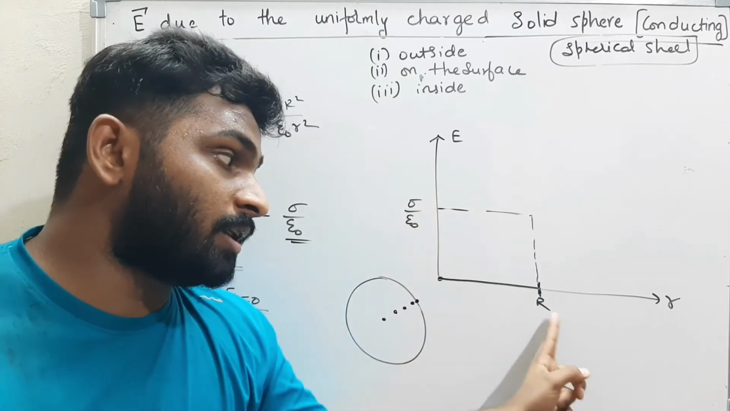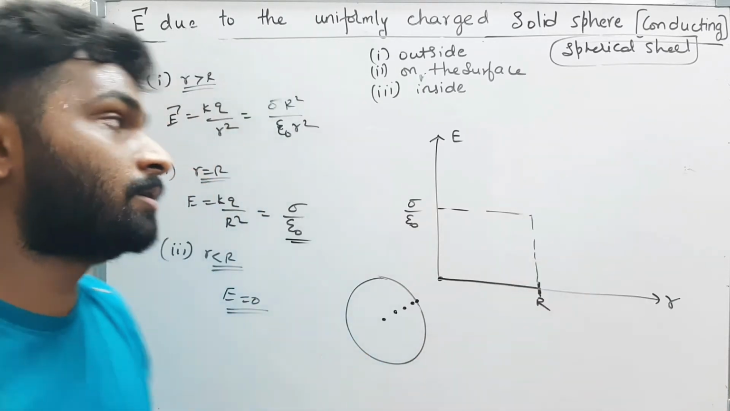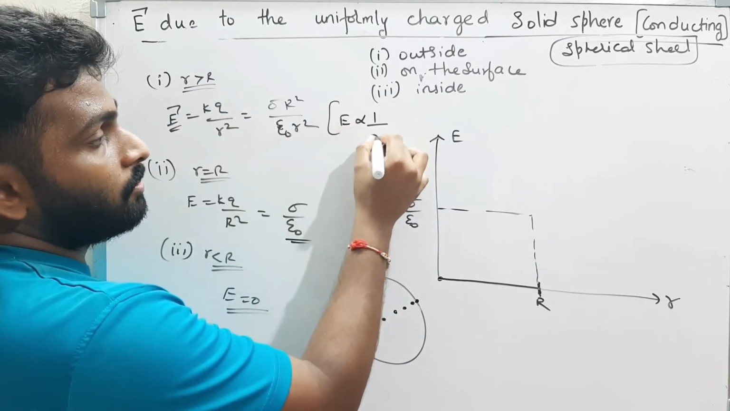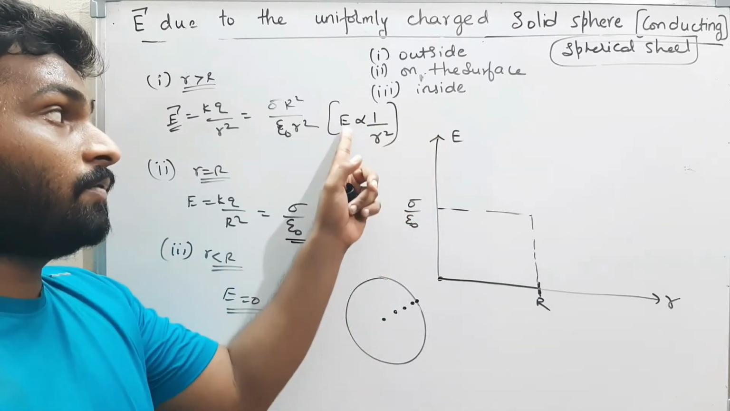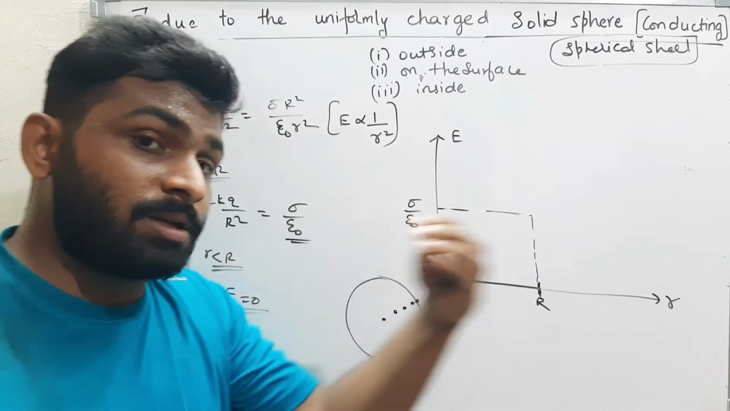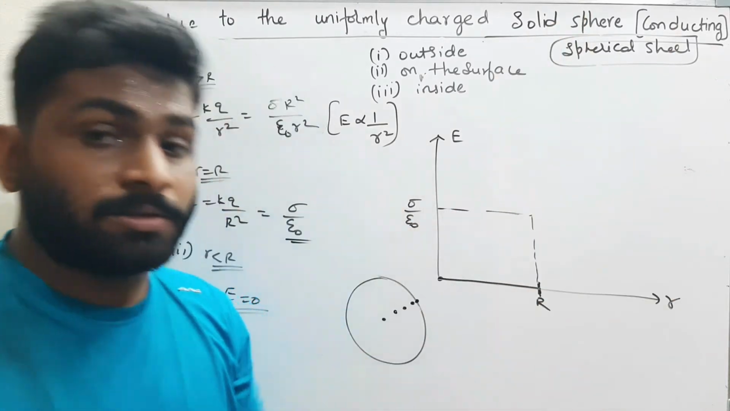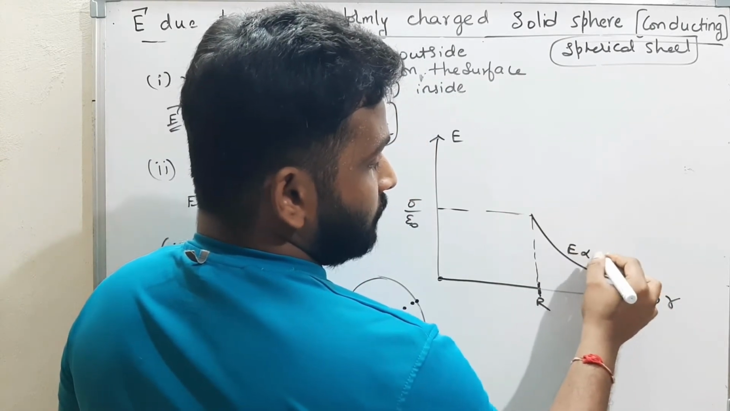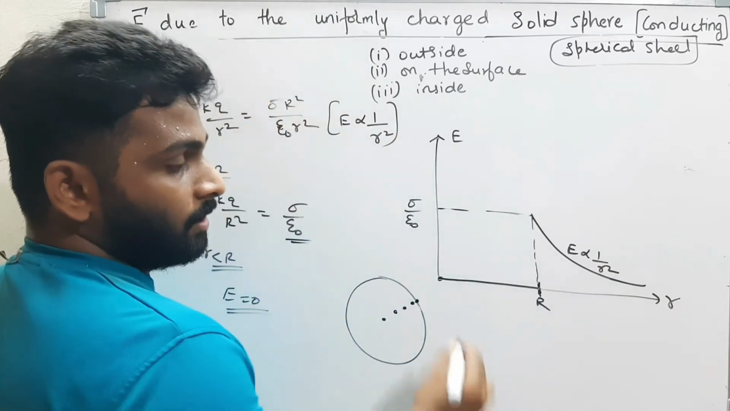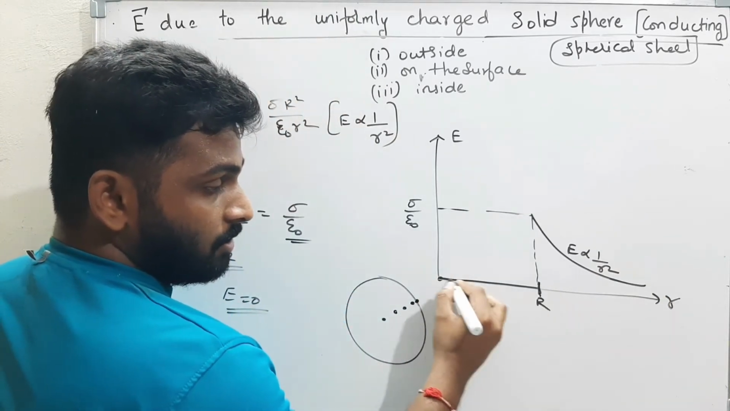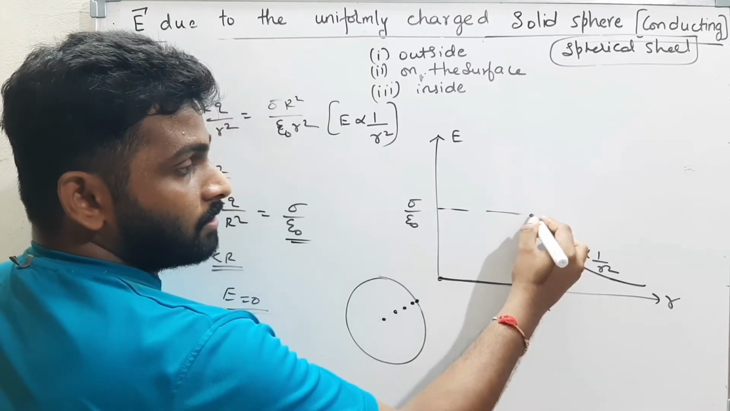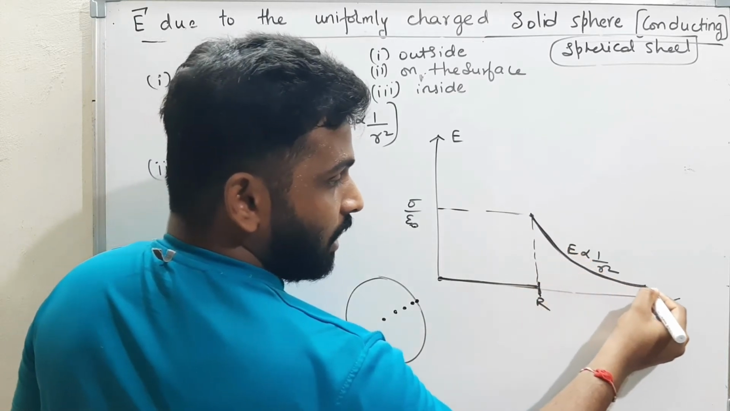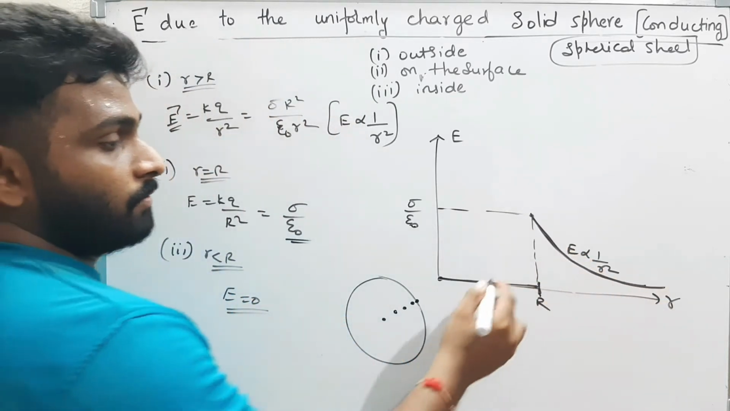And when small r is greater than capital R, that means when the point is outside, what is the electric field? The electric field is inversely proportional to r square. That means as the distance increases, the electric field gradually decreases. Therefore, the graph will be like this, a curve. Till R, the electric field is 0. When it is R, the electric field is sigma by epsilon naught. After that, it is inversely proportional to r square. Therefore, it is gradually decreasing. Therefore, this is the graph.